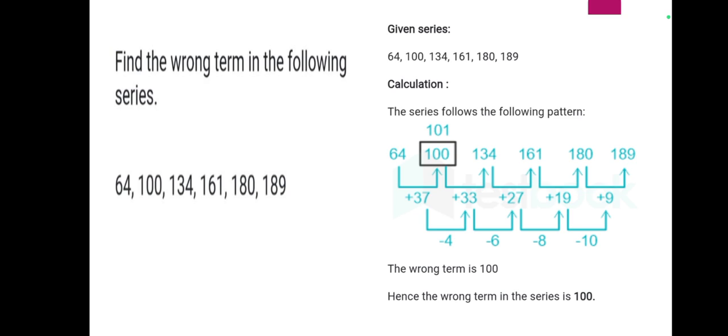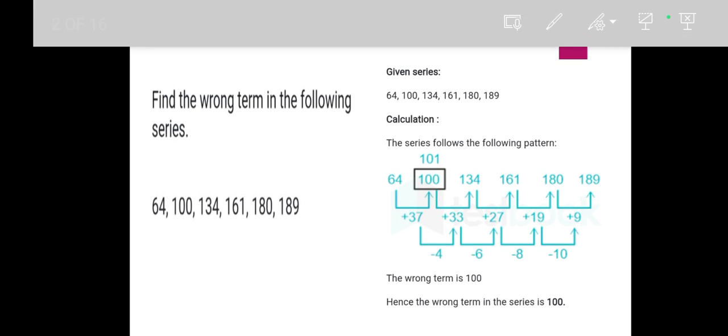So the series given to us is 64, 100, 134, 161, 180 and 189. When we take the difference between the numbers, we can find that in the second difference, we get it in the form of 2's multiples: 4, minus 4, minus 6, minus 8, minus 10. But this series occurs only when the number 100 is changed to 101. So from that we can say that the wrong term is 100.